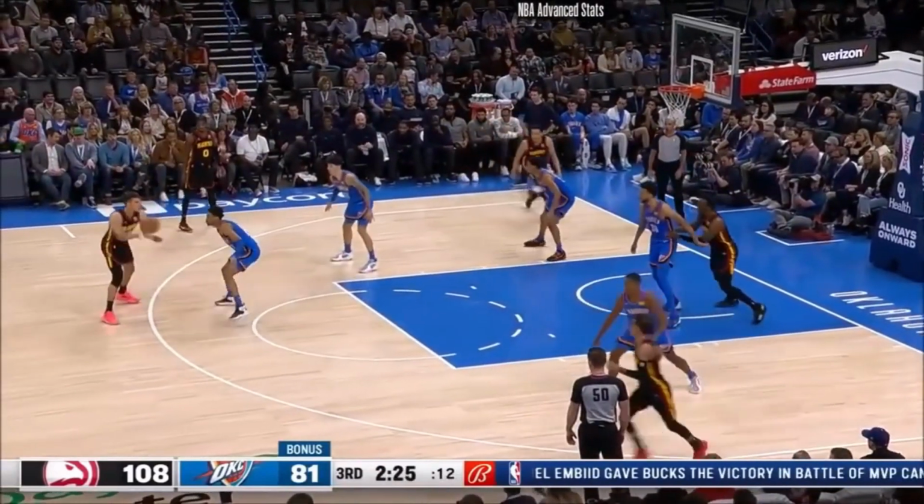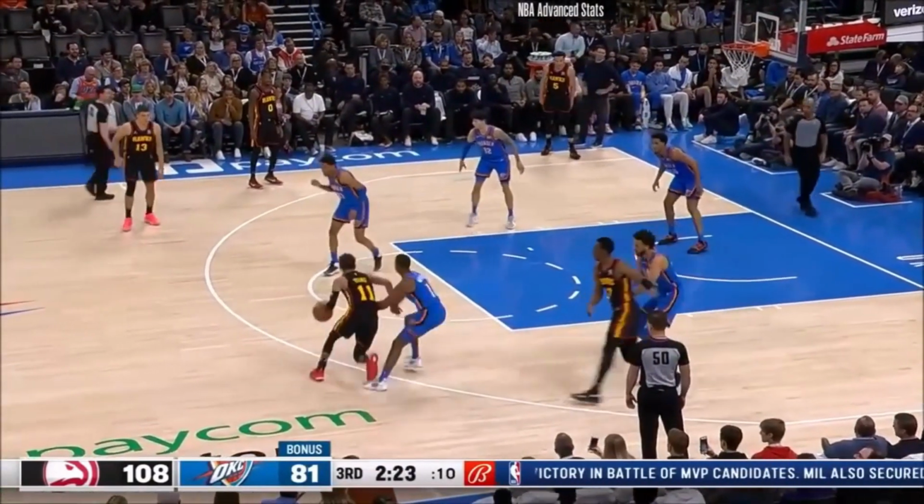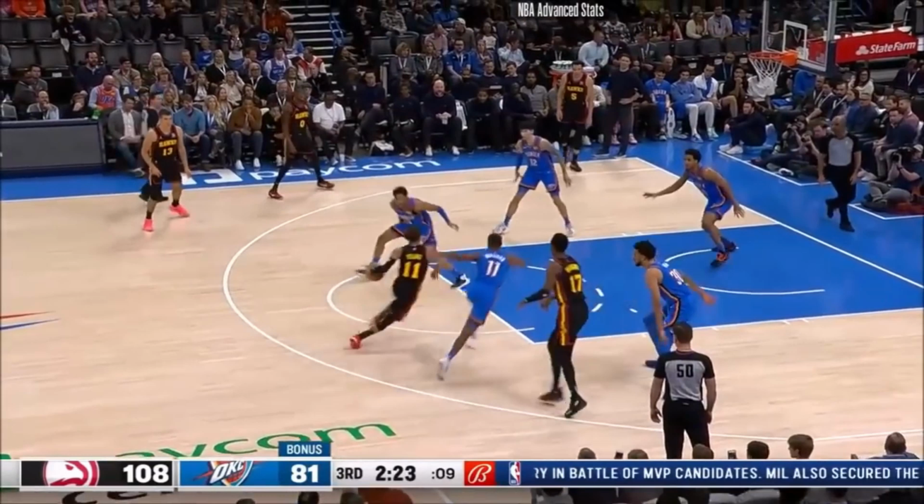What's Trae Young's read in this situation? Does he stop and pull up? Does he attempt to kick it out to the wing? Or does he try and get the whole way to the rim?